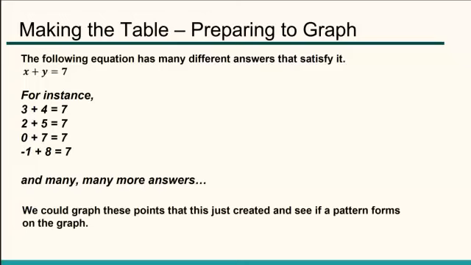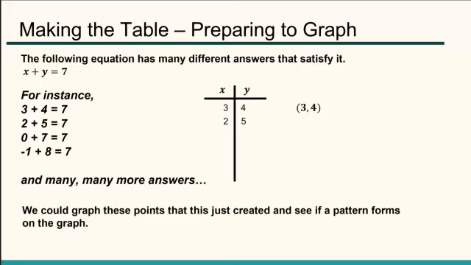Now we could graph these points that we just created and see if a pattern forms on the graph. So what I'd like to do is make what we call a T-chart and put the x's in one column and the y's in the other. So let's look at our 3 plus 4 equals 7 solution. For this one, my x would be 3 and my y is 4. I could say that that's the point 3, 4. So the coordinate point would be written as (3, 4) in parentheses.